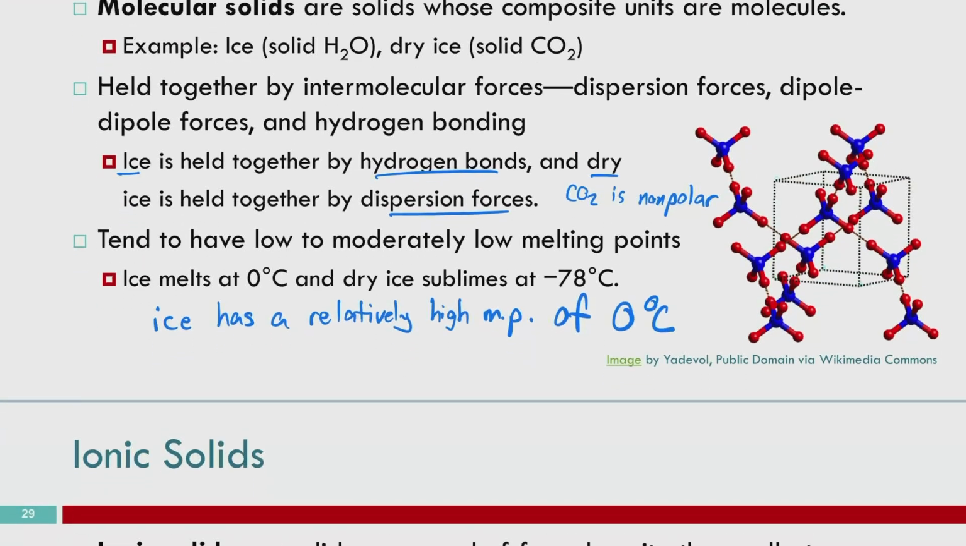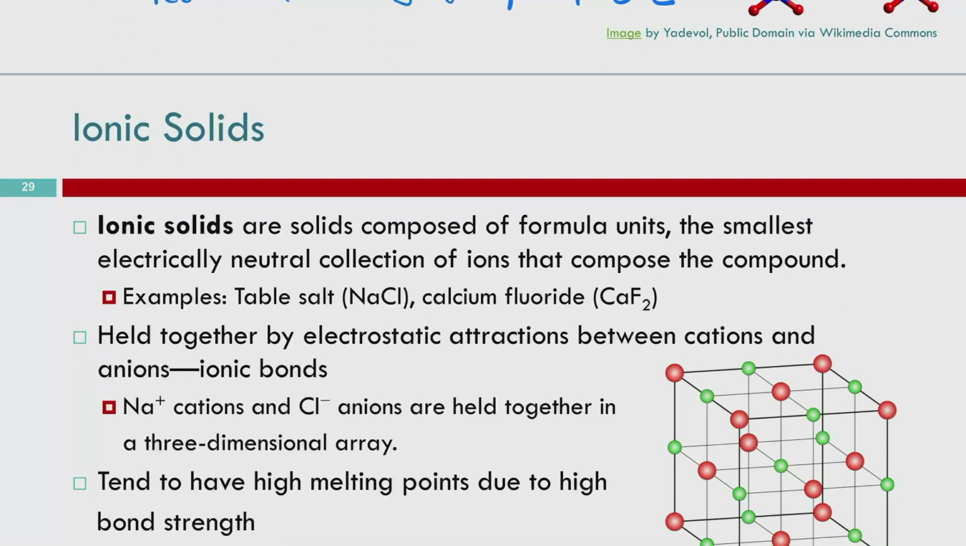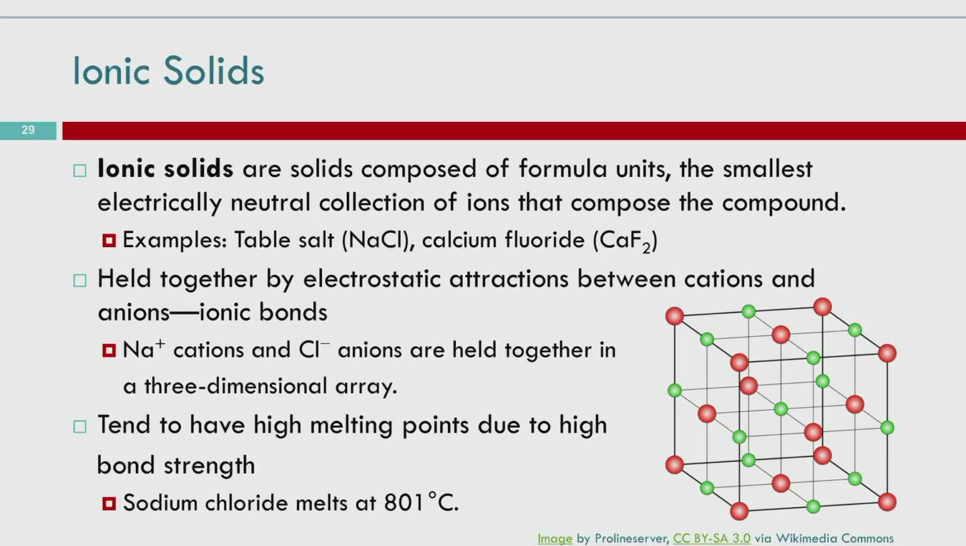Ionic solids are, surprise, surprise, composed of formula units. They're ionic, so they've got ions. These are held together by electrostatic interactions between cations and anions, which, as a reminder, are positive and negative charged ions.